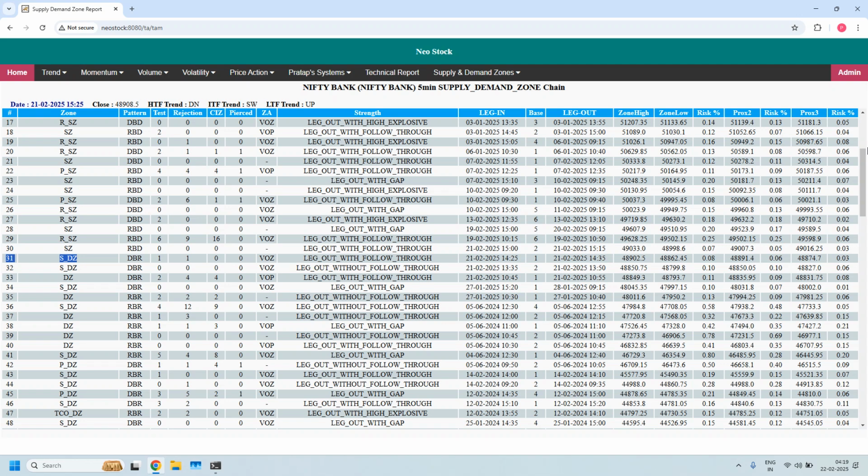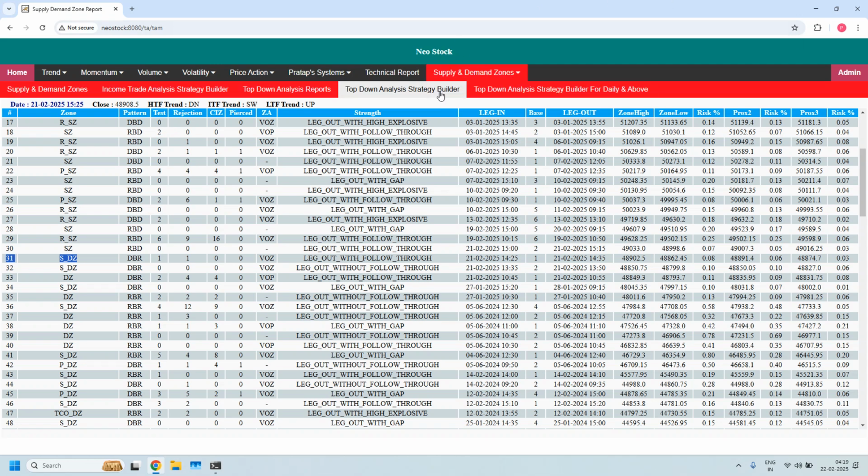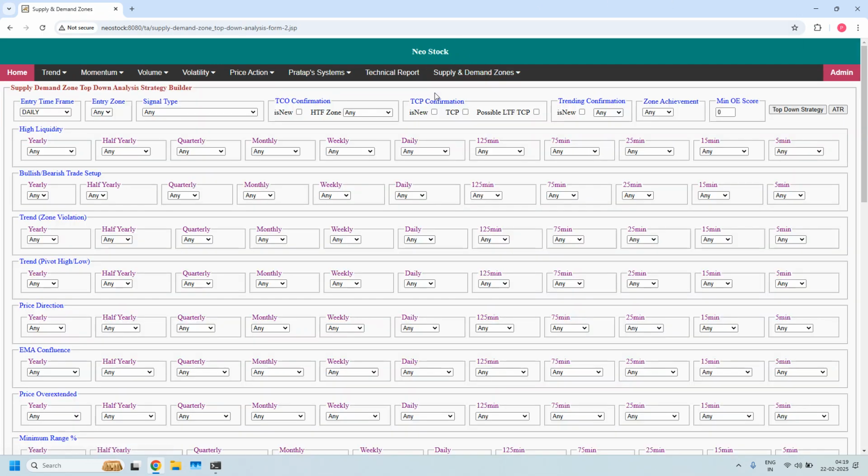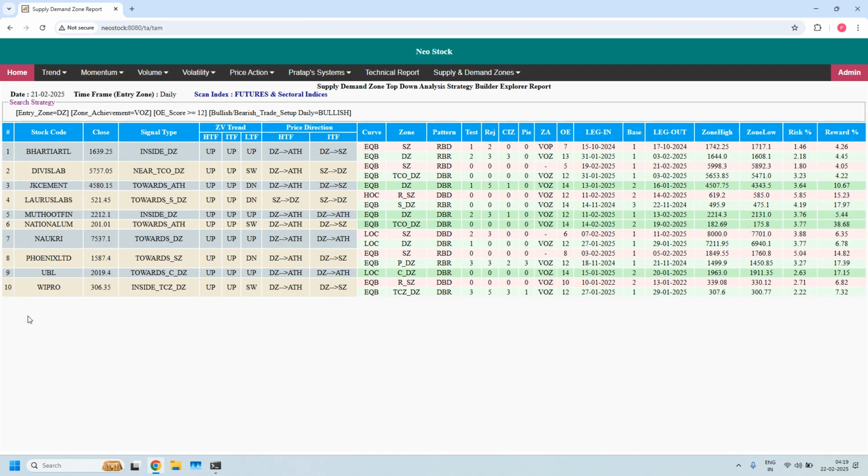Next we will generate bullish and bearish trade setups for different income trades. Okay, first bullish trade setup for monthly income trade, entry time frame daily, entry zone, demand zone. In bullish and bearish trade setup at daily I am selecting bullish. Zone achievement VOZ, minimum odd enhancer score 12, and we got 10 stocks. So these 10 stocks are currently supporting bullish trade setup for monthly income trade.